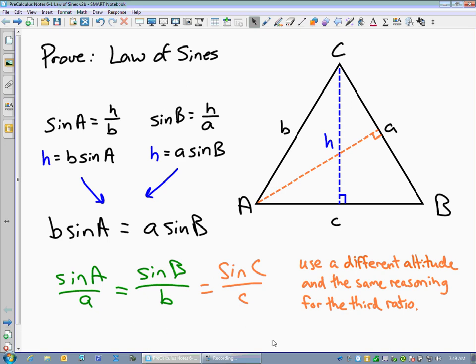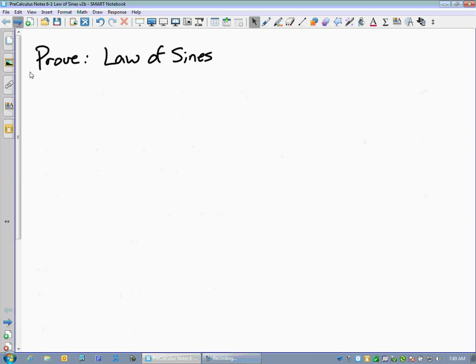Now, like I said, this is the typical proof that you see in a textbook, but I'm going to show you one that has an additional geometric property. So we're going to prove the law of sines again, but in a different way.